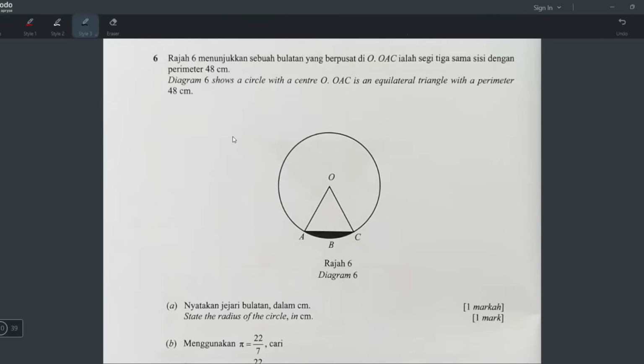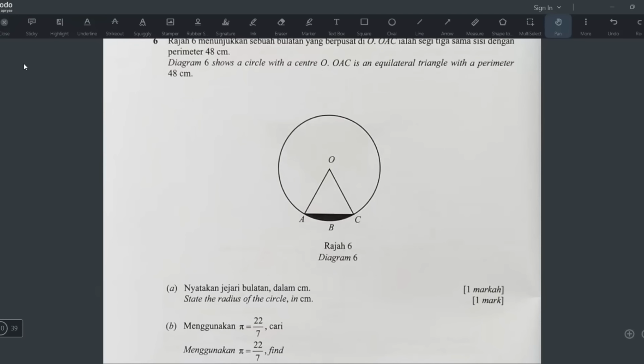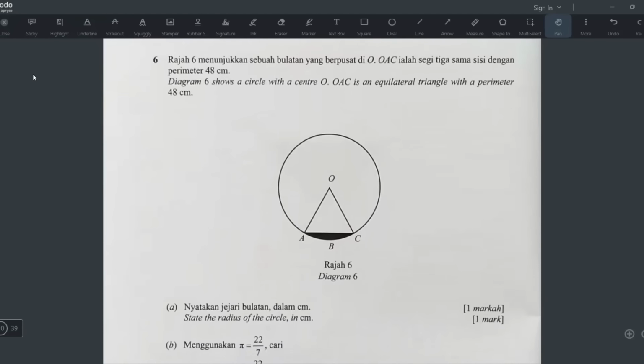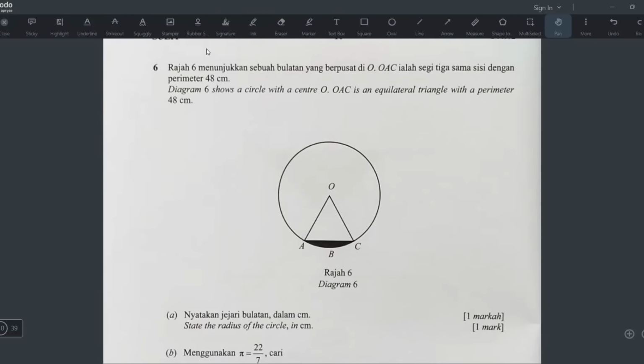Okay, number 6. This is a lower form chapter. Yeah, this chapter you learn in form 1, form 2, form 3, and it's about finding the arc and the area of sector. Okay, so I'm gonna talk about the formula first. Okay, so let's read the question first lah.